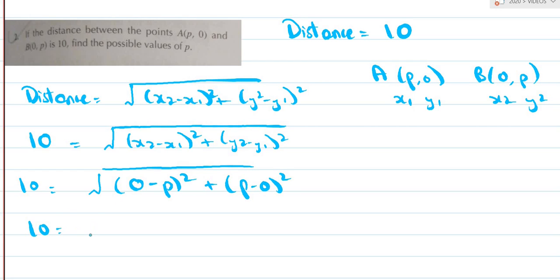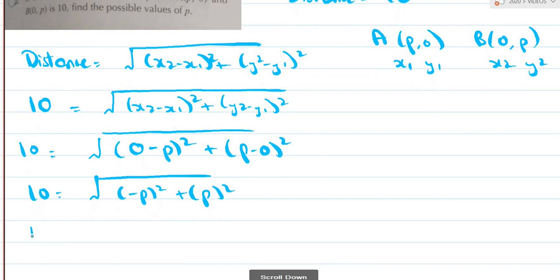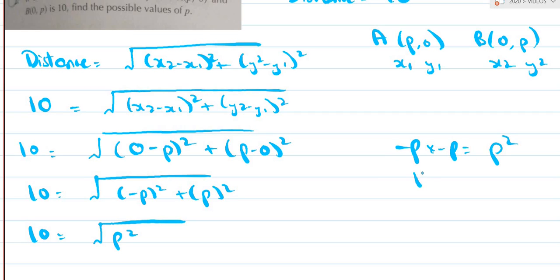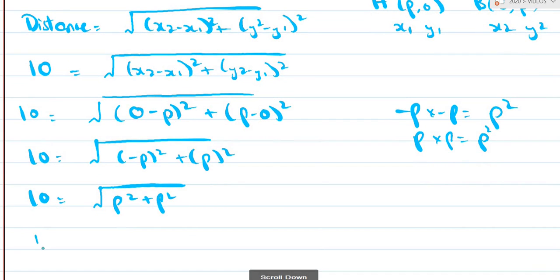Now 10 is equal to under root minus p whole square plus p whole square. So this is going to be 10 is equal to under root p square plus p square, because minus p multiplied by minus p is equal to p square, and p multiplied by p is also p square. Now what you're left with is 10 is equal to under root 2p square.